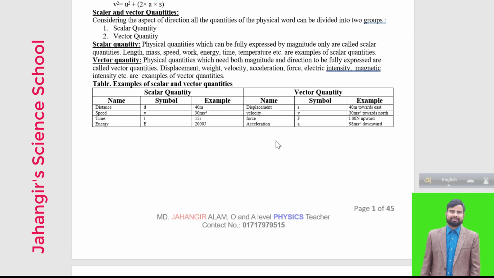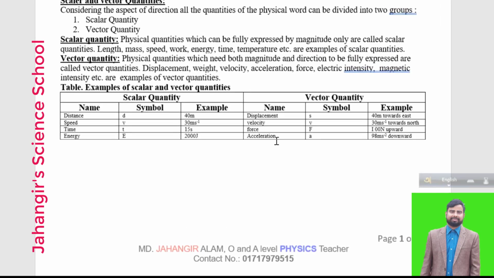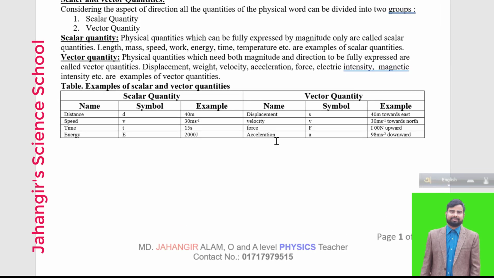What is scalar quantity? The physical quantity which can be fully expressed by magnitude only is called scalar quantity, like length, mass, speed, work, energy, time, temperature, etc. These are examples of scalar quantity. So there is another quantity, very important for physics: vector quantity.